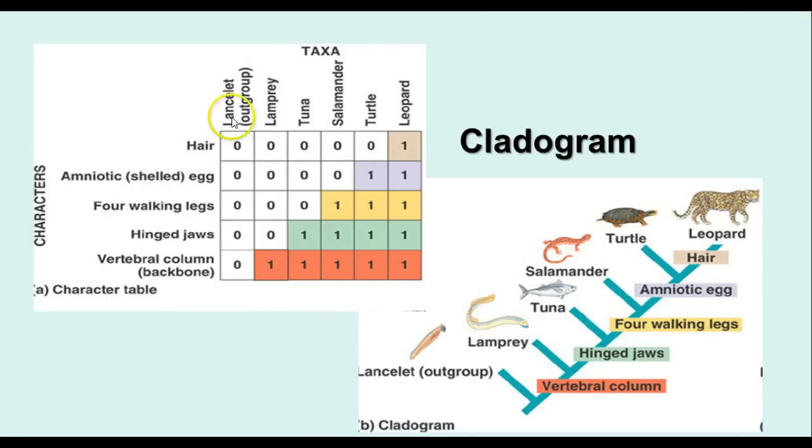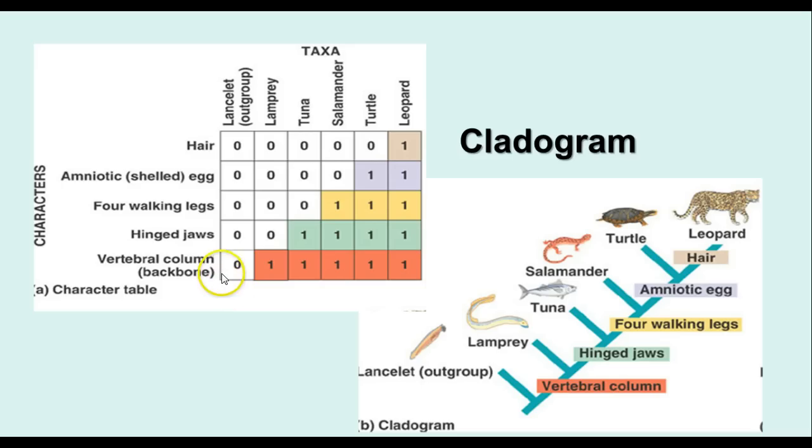Here's a cladogram. Okay, you can look at the taxa, which are the groups that we're looking at here, and the characters that they could possibly have. So you have the different kinds of characteristics and the different organisms that you're looking at, and so you group them by how many things they have in common.